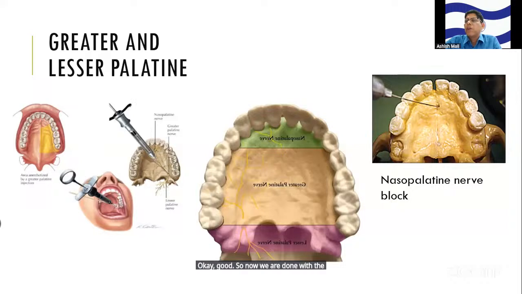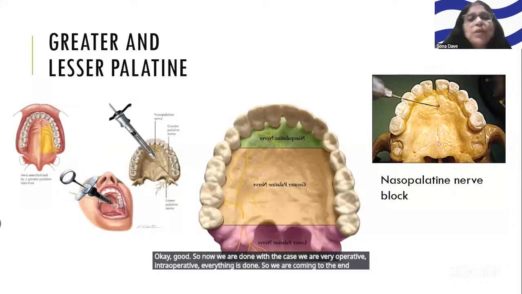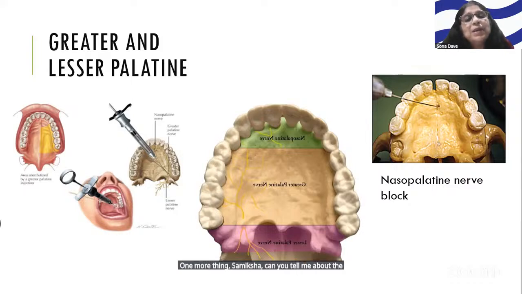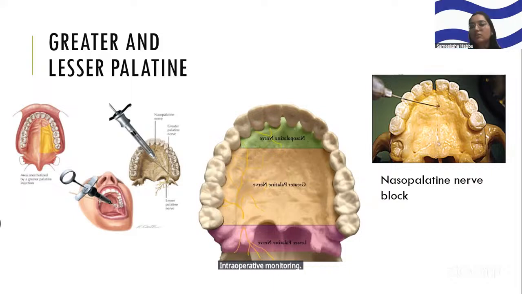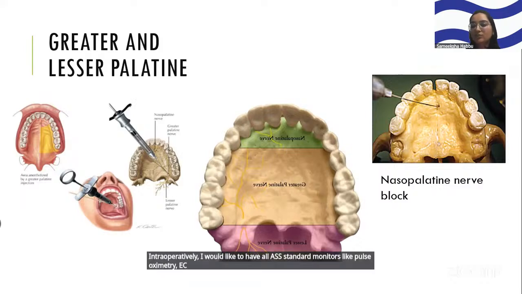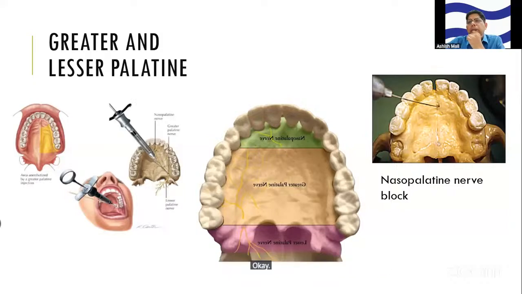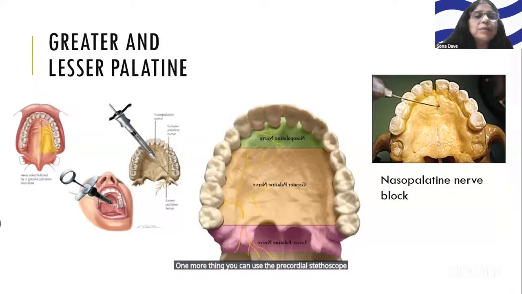So now we are done with the case. Perioperative, intraoperative, everything is done. We are coming to the end of the case. Samiksha, can you tell me about the monitoring? Ma'am, intraoperatively, I would like to have all ASA standard monitors like pulse oximetry, ECG, non-invasive BP, temperature monitoring and capnography, ma'am. One more thing, you can use the precordial stethoscope continuously to hear the breath sounds.